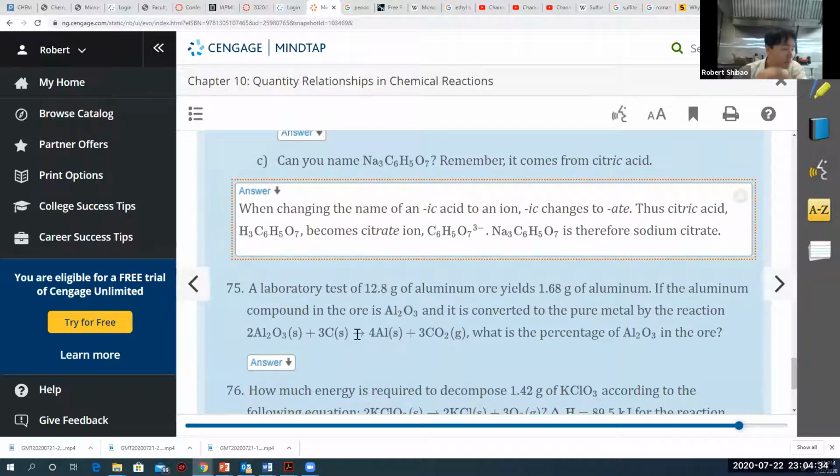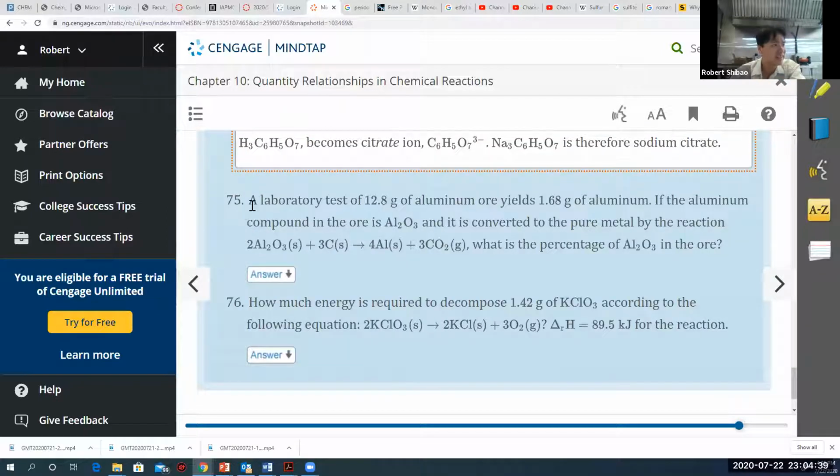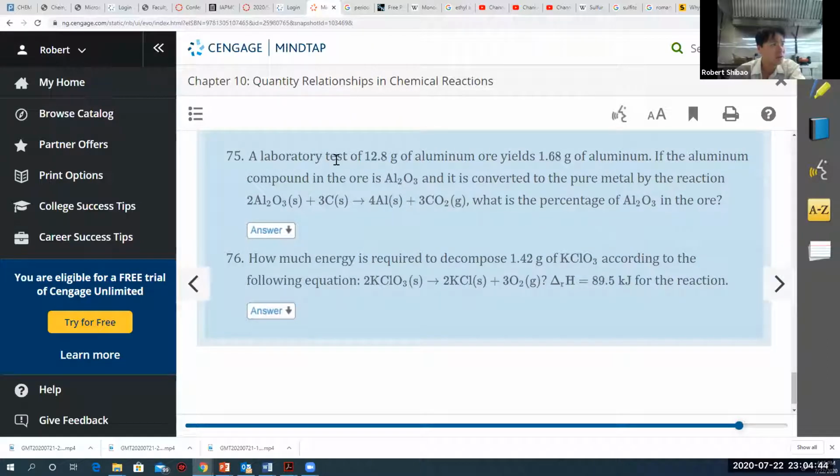Okay, this is a type of problem I talked about in percentages here. This was a good one here because this is different now. We got a lot of the same kind of problem, now something different finally. A laboratory test of 12.8 grams of aluminum ore yields 1.68 grams of aluminum. If the aluminum compound in the ore is aluminum oxide and it is converted to the pure metal by reaction, okay, here aluminum oxide is the oxidizer, carbon's the reducer. We're going to form aluminum metal and CO2. What is the percentage of aluminum oxide in the ore?